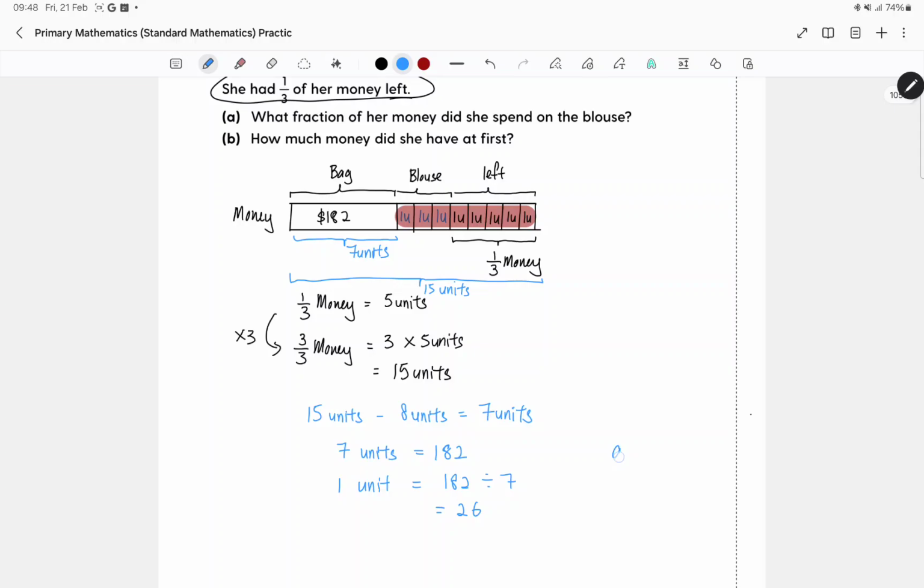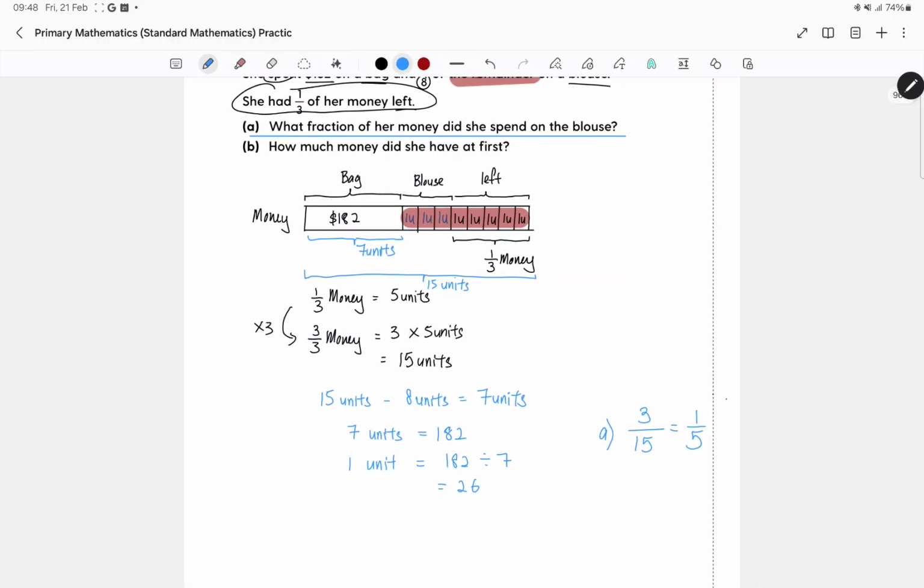Now let's answer the first part of the question, where they ask what fraction of the money she spent on the blouse. To express the fraction, you need to cut the entire model into equal parts, and we have 15 equal parts. The entire sum of money is grouped into 15 equal units, and what she spent on the blouse is 3. So your answer can be 3/15, or if you choose to simplify, 1/5.